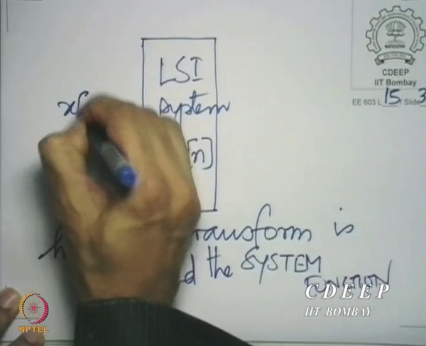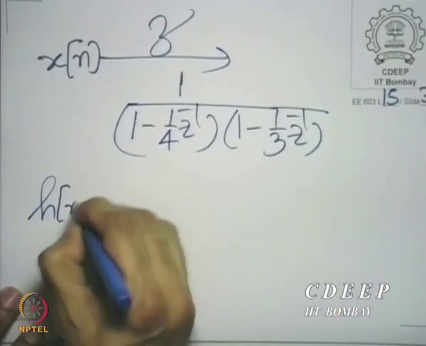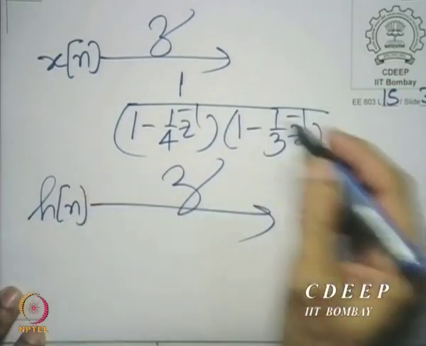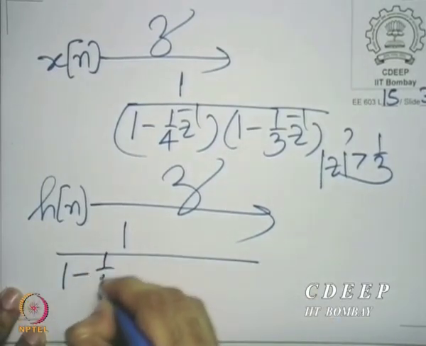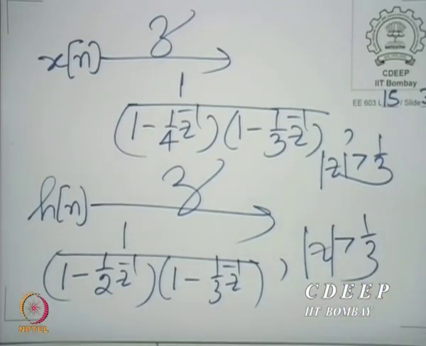Now, with that observation, let's take an example of an x[n] being given to this LSI system to produce y[n], and let's take a specific example of x[n] and h[n]. Let's straight away work in the Z domain. Take x[n] to have the Z transform 1 by (1 minus 1/4 z inverse)(1 minus 1/3 z inverse). And h[n] to have the Z transform, of course here I must specify the region of convergence. I have three possible regions. I shall take mod z greater than 1/3 as the region of convergence. And let h[n] have the Z transform 1 by (1 minus 1/2 z inverse)(1 minus 1/3 z inverse), again with mod z greater than 1/2 as the region of convergence. I am sorry, it has to be greater than the greater of the two.